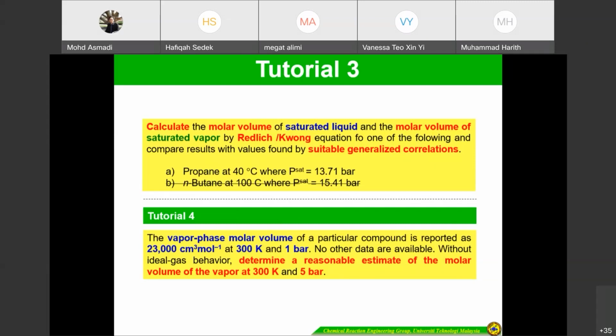What is the answer? Oh, let me check. 94 point, okay. Lambatnya. Patutnya cepat je tu.